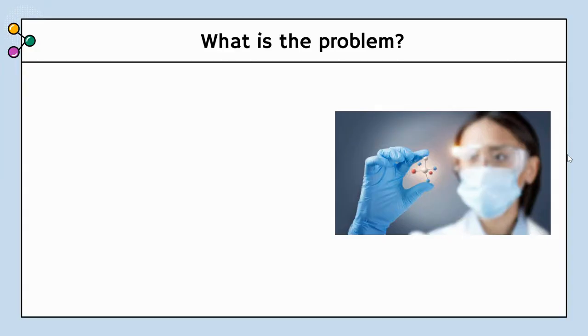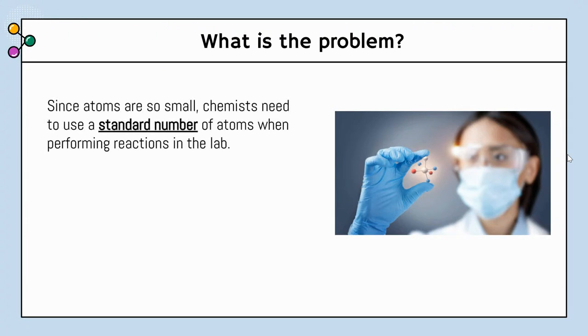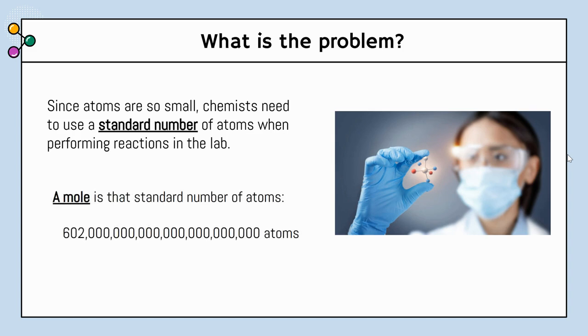So there's a problem in chemistry, and that is that atoms are very, very small. So instead of using one atom at a time, we use a standard number of atoms whenever we perform reactions in the lab. Instead of using one atom, we use what's called a mole's worth of atoms. A mole is a standard number of atoms, that is that number you see on screen. However, we usually abbreviate this as 6.02 times 10 to the 23 atoms. A mole is a very large number of atoms.